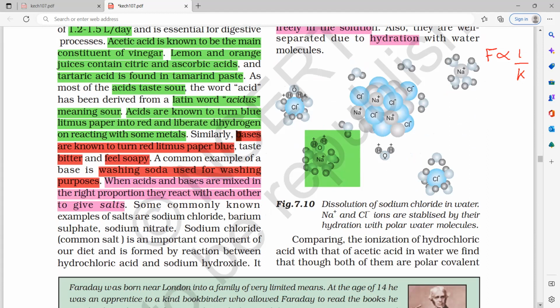Why is water polar? Because this is H positive, OH negative. So when two charges are separated by some distance, we will have a dipole moment, that is Q into the distance between the two ions.